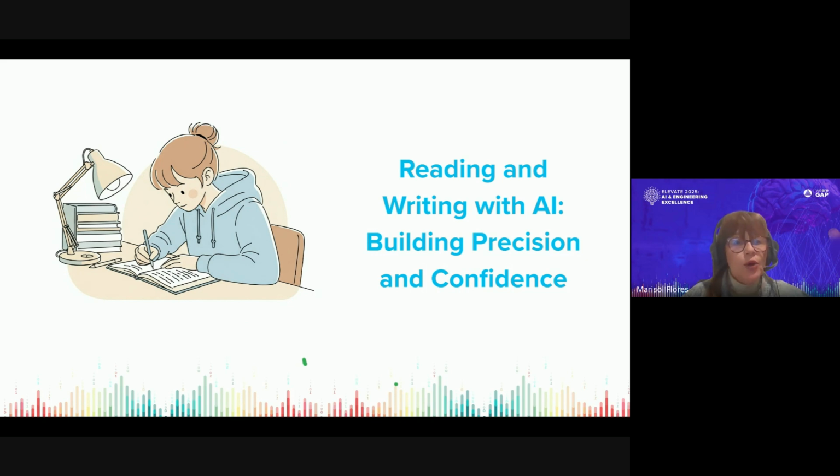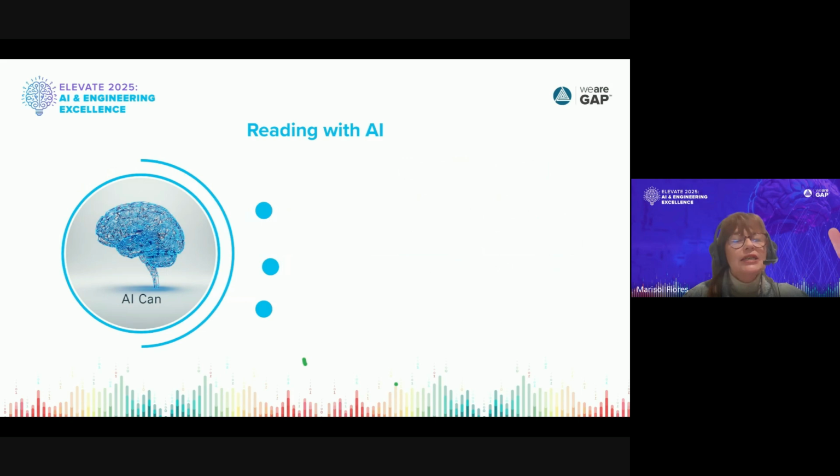Reading and writing are foundational skills, okay? They are the ones that we're going to tackle first, especially when you're trying to make sense of technical documentation, user stories, or blog posts. So we're going to start with the so-called passive skills. So let's get started with reading. What can I do? Okay, reading with AI.